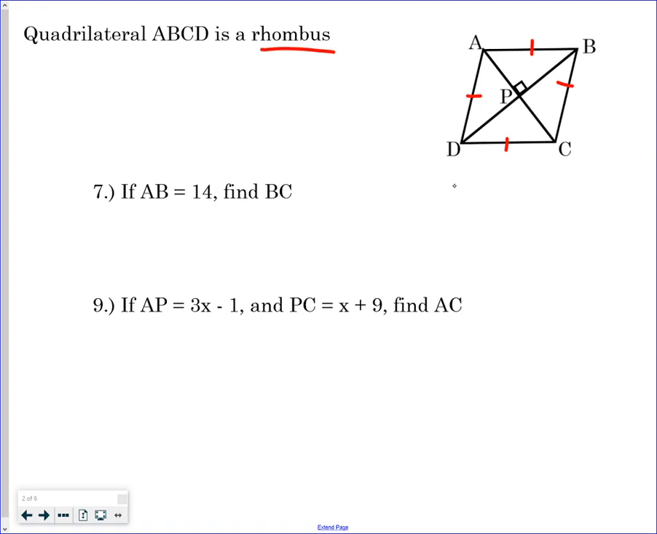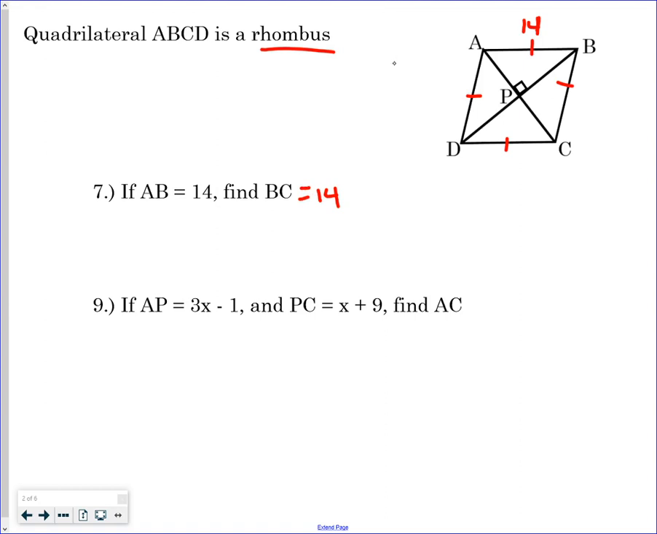Okay? So they told me AB is 14, and they want BC. Equal. Yeah, they're equal, so 14. Is that okay? That's just by definition of what a rhombus is, right?